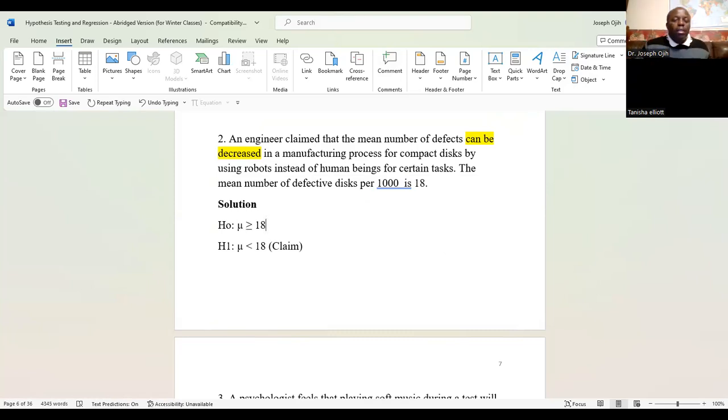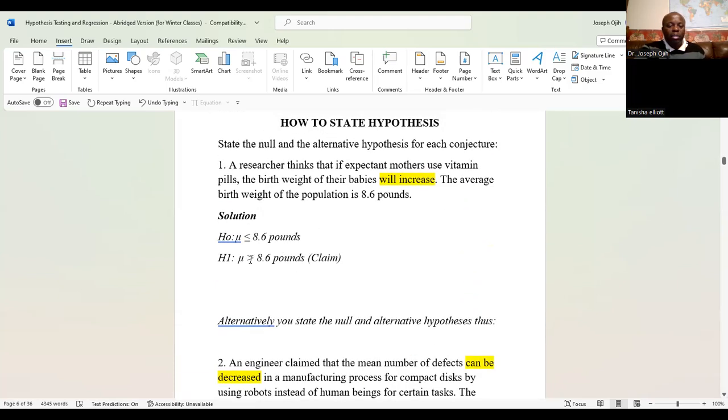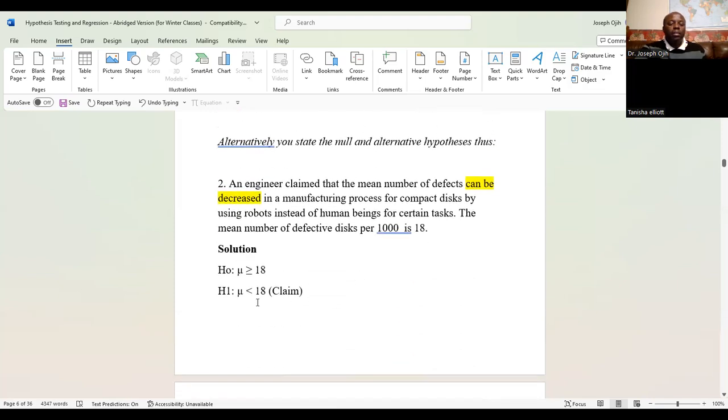Okay. Now, this claim can also be in the H0. Sometimes it depends on the way the question is worded. If you look at this one, the claim is here, and the symbol there is pointing to the right. So this is a good example of a right-tailed test, because it's pointing to the right. In this case, the symbol is pointing to the left. This will tell us that it is a left-tailed test.